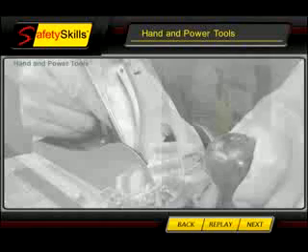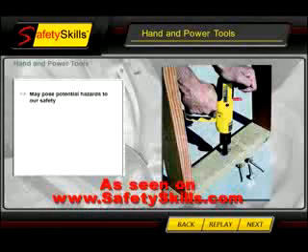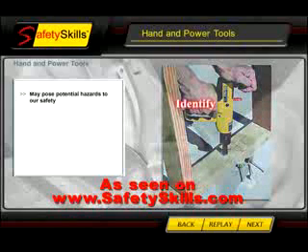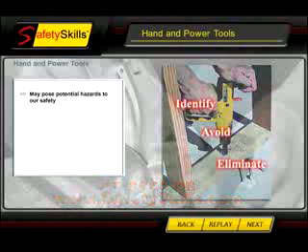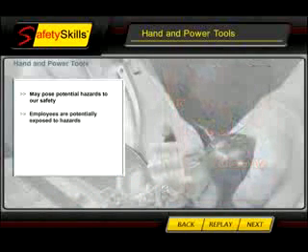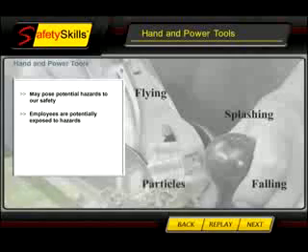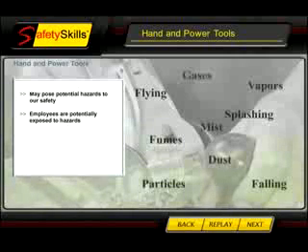Tools are such a common part of our lives that it's difficult to remember that they may pose potential hazards to our safety. Tragically, a serious incident can occur before steps are taken to identify and avoid or eliminate tool-related hazards. Employees who use hand and power tools are potentially exposed to the hazards of falling, flying, and splashing objects, abrasive particles or harmful dusts, fumes, mists, vapors, or gases.